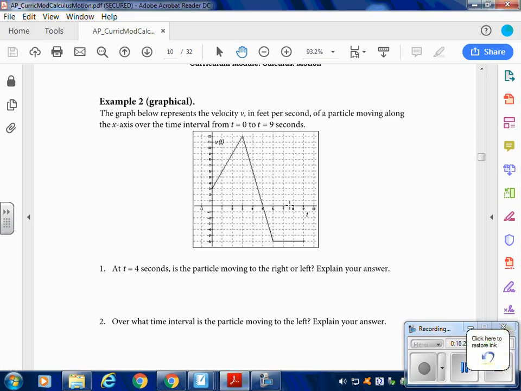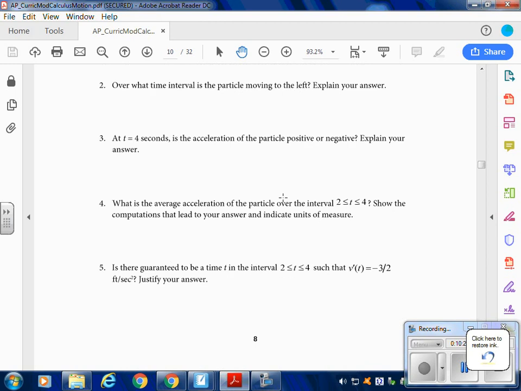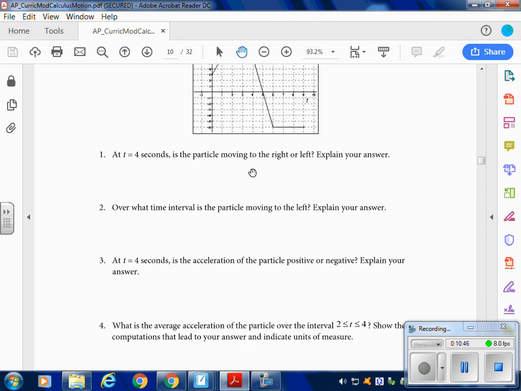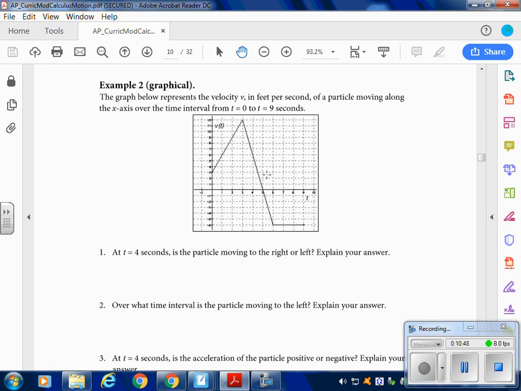All right, let's look at number 5. Is there a guarantee to be a time between 2 and 4? So first of all, they're giving us a very short window here they want to look at, in which the velocity's derivative, which we know is acceleration, would be -3/2 feet per second squared. Justify your answer. So first of all, is there a possibility on here that my velocity, when I take the derivative of it and turn it into acceleration, could be negative between 2 and 4?